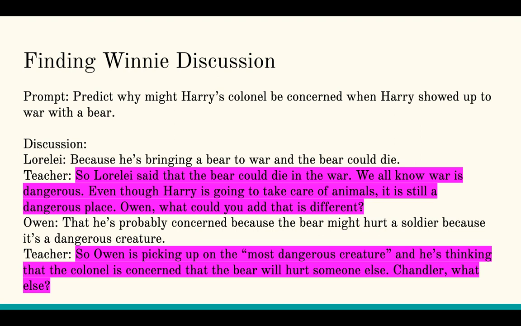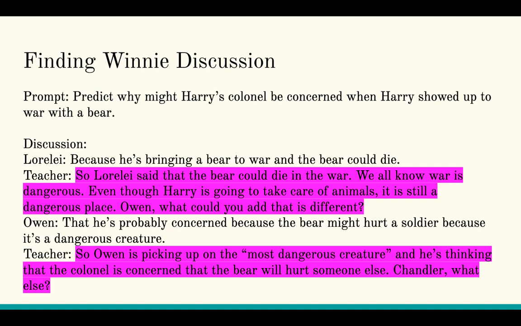Then in the next response to Owen, the teacher marks Owen's response, and by marking it, you are identifying the student's name and then what they said. So the teacher's saying, so Owen is picking up on the most dangerous creature, and he's thinking that the colonel is concerned that the bear will hurt someone else. And then from there she is calling on another student.